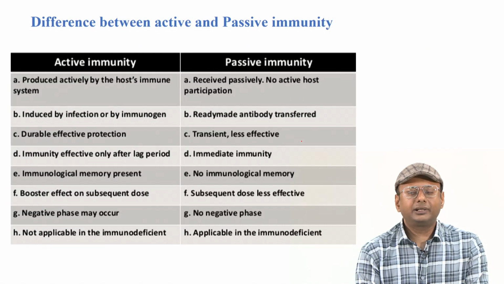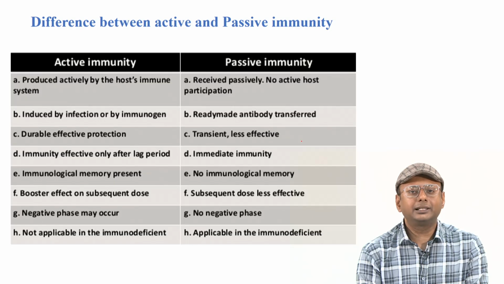And what are the basic differences between active immunity and passive immunity? We can see that active immunity is generally produced in the host immune system, but in case of passive immunity, it is passed from one person to another. Active immunity can be induced by any infection or immunogen, but passive immunity is already present in another healthy person's body and can be transfused to a diseased patient.